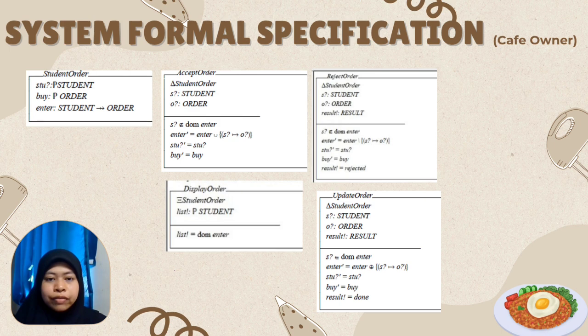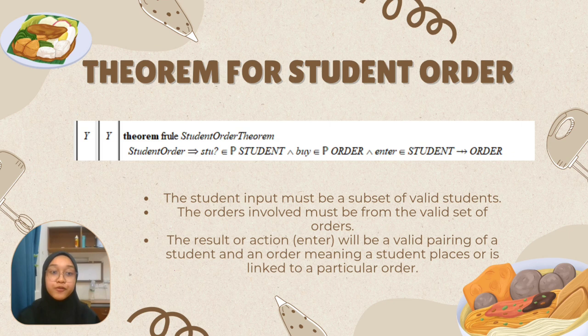For order management, we use student order schema. There are 4 operation schemas. The first one is accept order, which adds the customer order to the list of accepted orders. The second one is reject order schema, which removes the order from the list and returns a rejected result if the item is unavailable. The third one is update order schema, which modifies the order status, such as changing from the pending status to the prepared status. And the last one is display order schema, which allows cafe owner to view all the orders made by students.